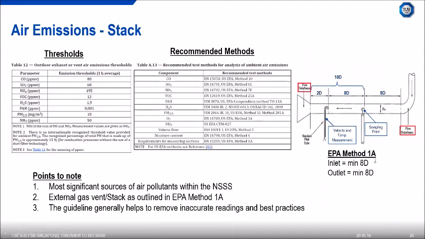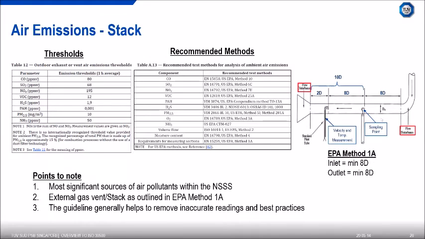For the stack emissions, the parameters are all based on 1 hour averages with concentrations normalized to ambient conditions. Similarly, equivalent national standards are acceptable as well. As you can see in table A13, they're all recommended. But if you have a national standard that is similar or equivalent, you can use it as well.